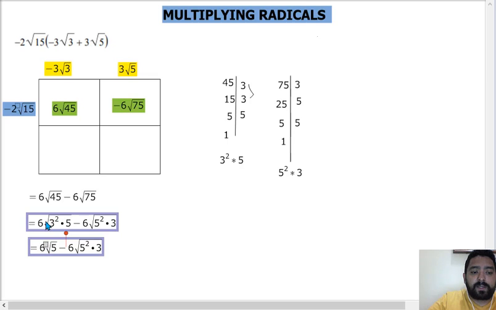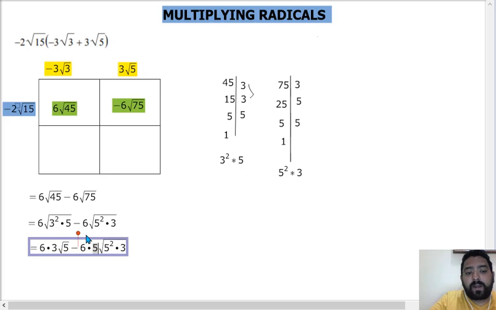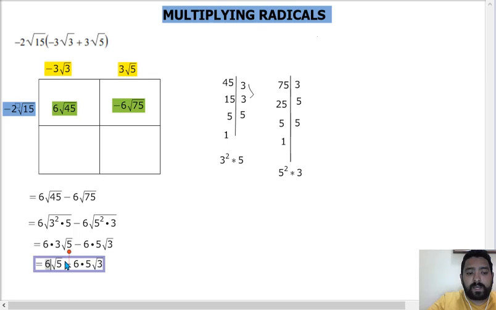Remember, we cancel the index 2 with the exponent 2, and we are going to have 6 times 3. And on the other side, we are going to have 6 times 5, because this 5 to the second we cancel with the inverse operation, and we are going to have square root 3. After that, you need to multiply 6 times 3, which is 18, and 6 times 5, which is 30.